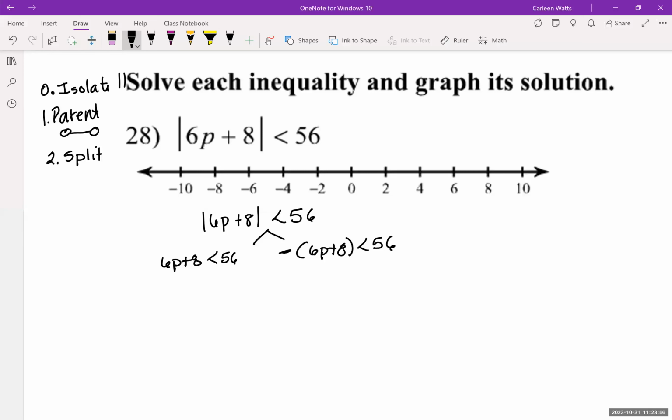Okay, so let's solve. -8, 6p less than 48. Divide by 6, p less than 8.